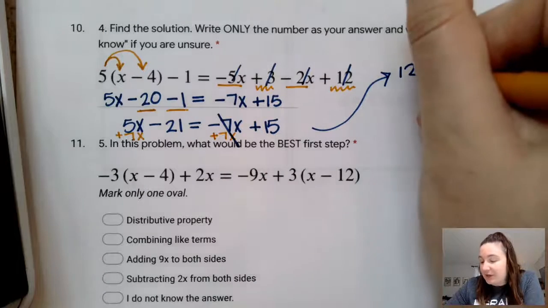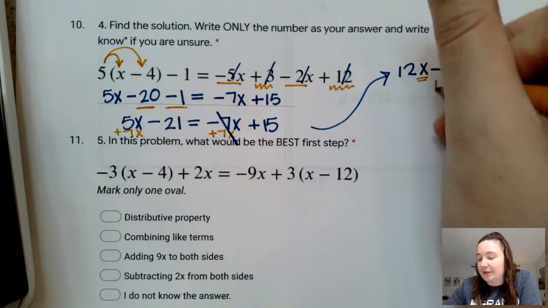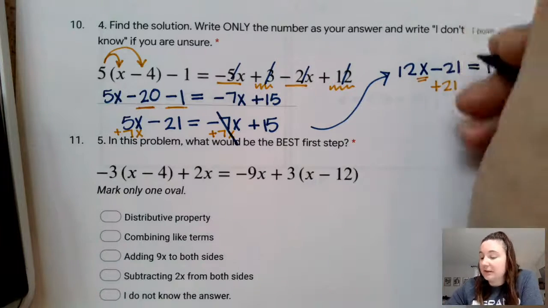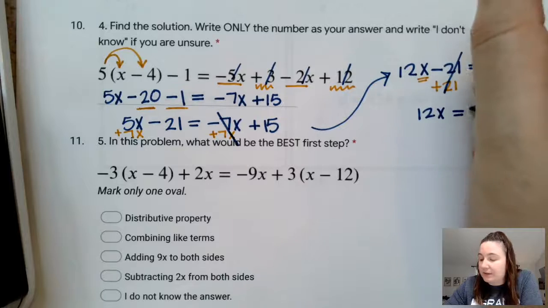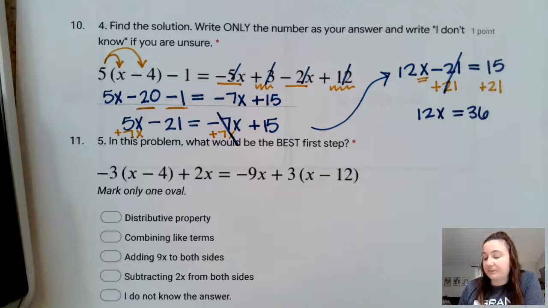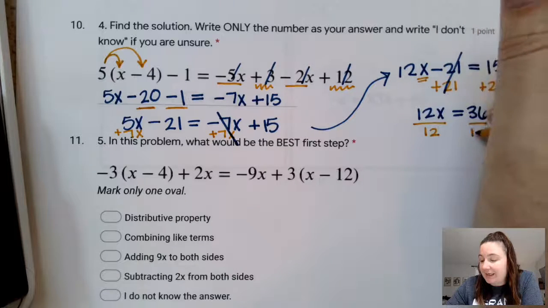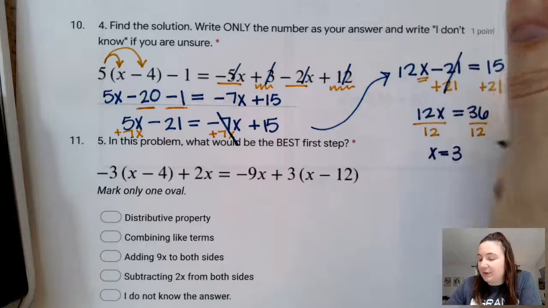Now, as I'm starting to get closer to that variable, closer to isolating it, I know that I should add 21 to get 12x equals 36. And then I can divide to get x equals 3.